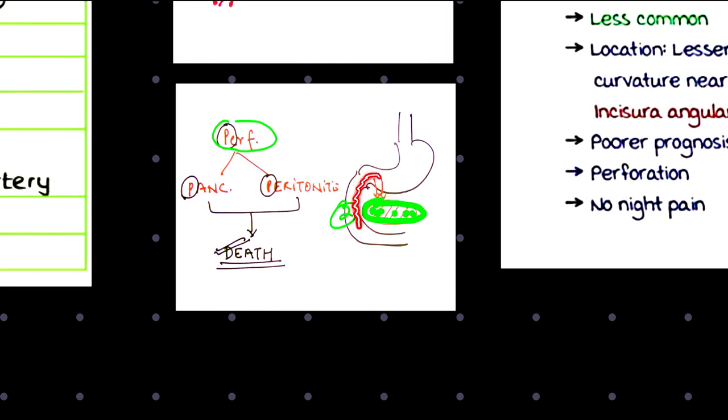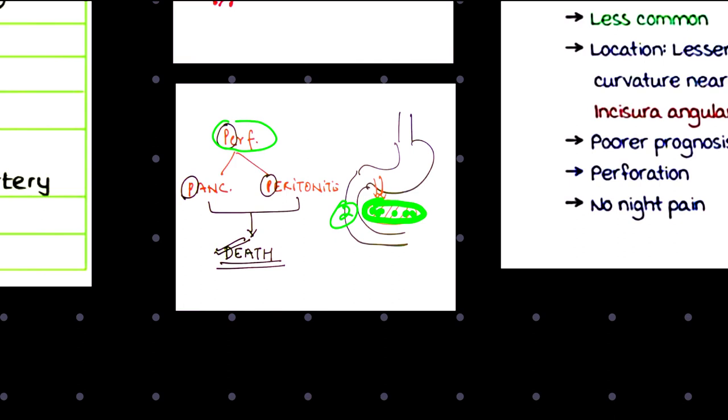The excess acid which was causing perforation in the duodenum will now be leaked into the pancreas. There will be inflammation in the pancreas, and that will cause pancreatitis. Not only the pancreas, it will also leak into other areas like the peritoneum and cause peritonitis. So perforation, because of excessive acid, will finally cause leakage of acid into the pancreas causing pancreatitis, and leakage of acid into the peritoneum causing peritonitis.